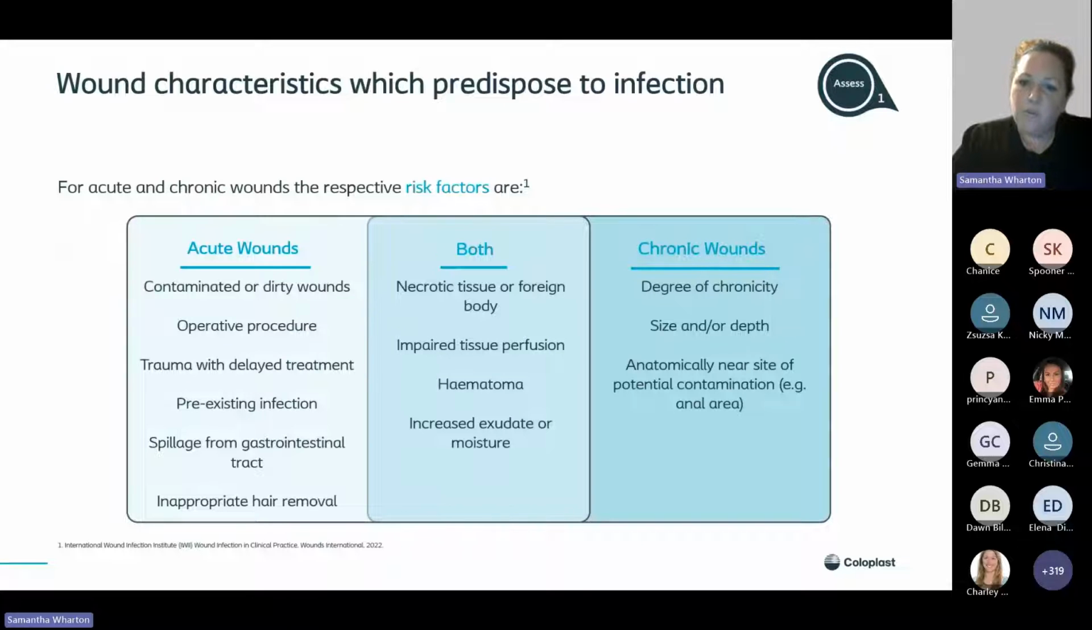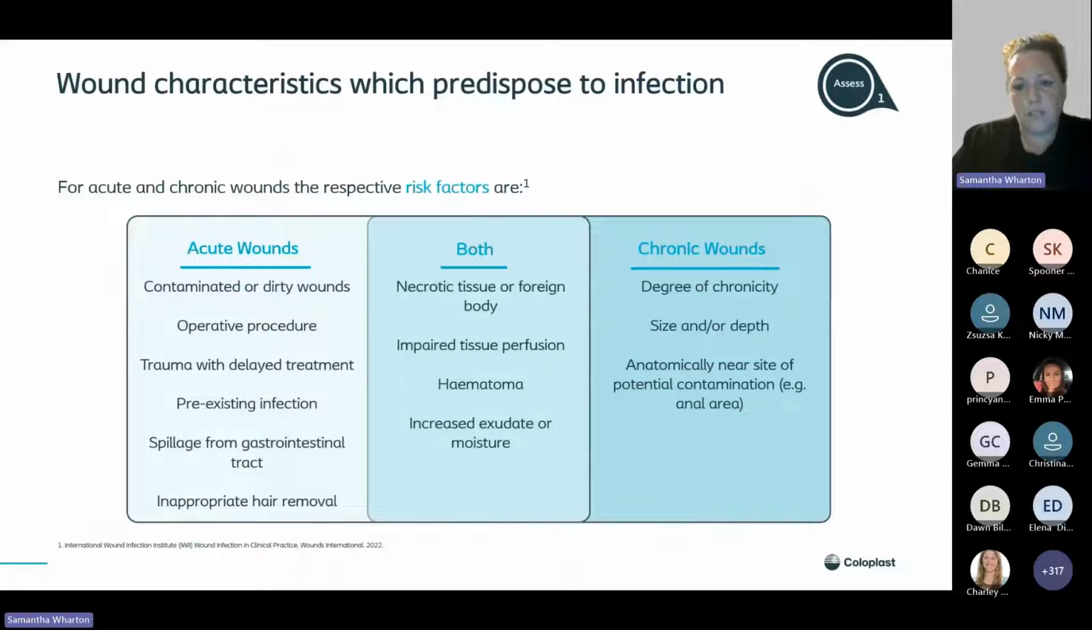Then you've got your chronic wounds. So the degree of chronicity: how long has that wound been there? The longer the wound's there, the more susceptible to infection it's going to be. The size of the wound: the larger the wound, it's going to take longer to heal, therefore it's going to be more susceptible to infection. And also the depth. Again, wounds heal from the base up. If it's got a very big depth or cavity to that wound, it's going to take longer to heal, and it's going to be more susceptible to infection.